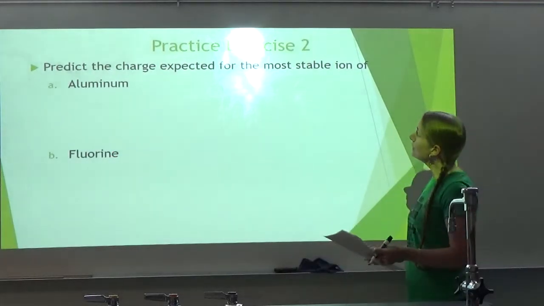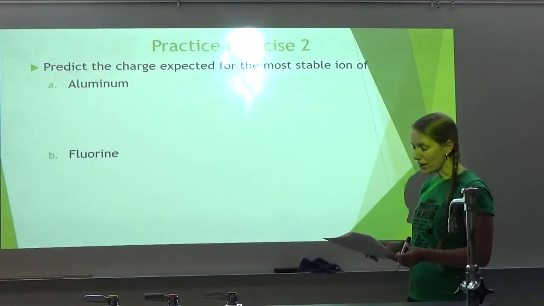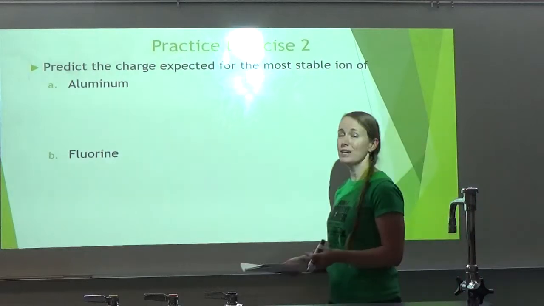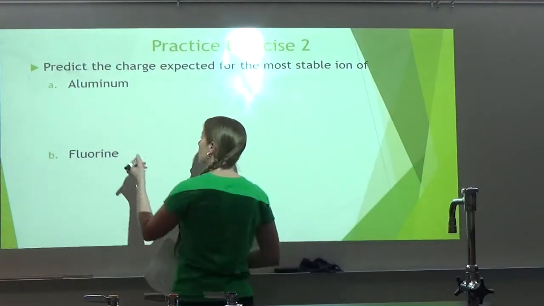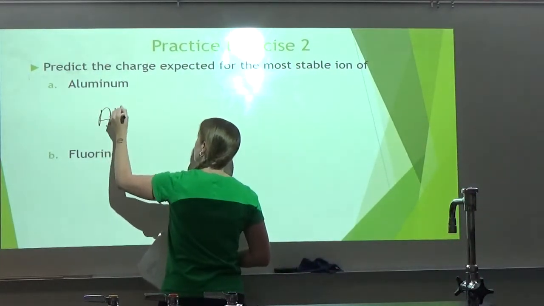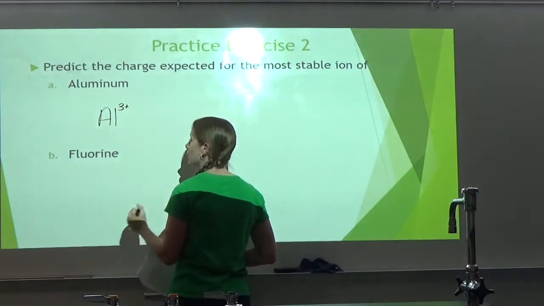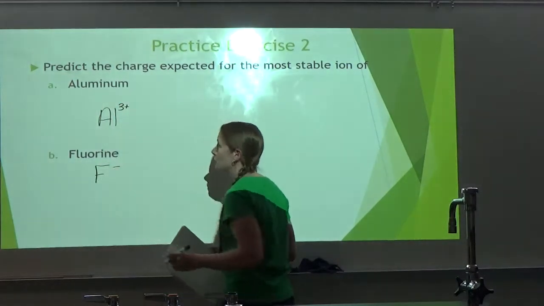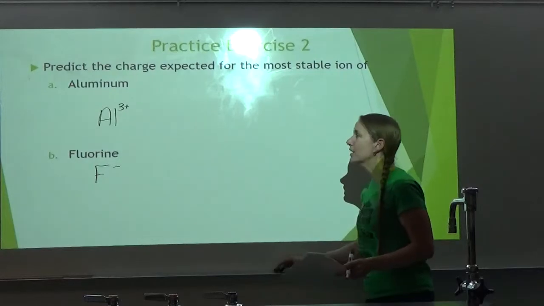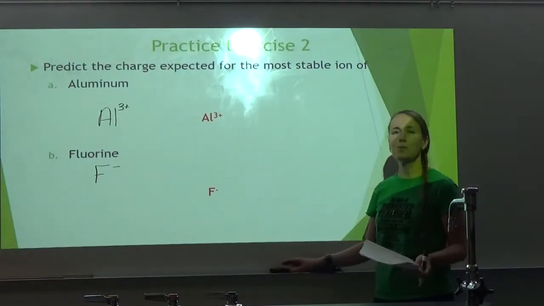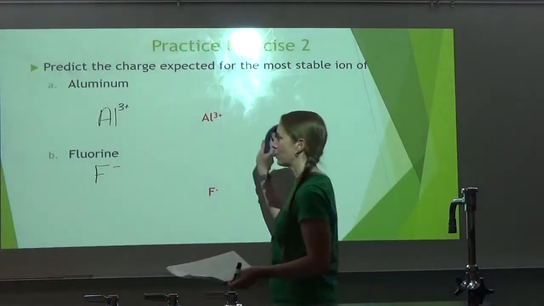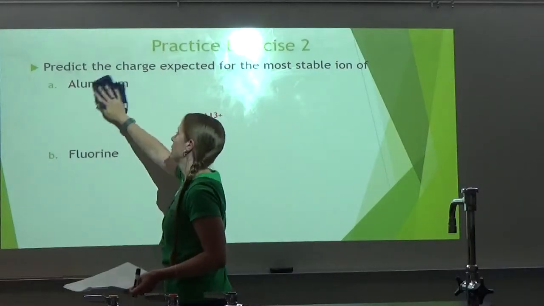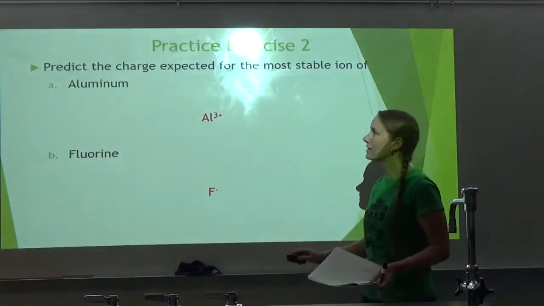Alright, so it says predicted charge expected for the most stable ion of aluminum and fluorine. So again, y'all, we just look at what group it's in. So aluminum is in group 13, so it's going to have a +3 charge. Fluorine is in group 17, so it's going to have -1. There's not even any need to predict it. You already know what the charges are. Remember, we've already learned this stuff. You might have to predict it if you were learning this stuff for the first time.